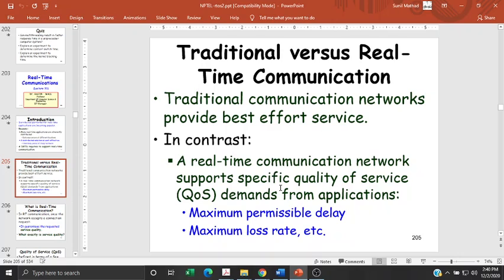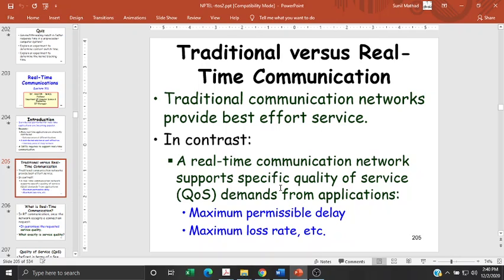Fine. So, traditional versus real-time communication. Traditional communication networks provide best effort service. What is meant by best effort service? Whatever is produced at the transmitter end or production end has to reach the other end, the receiver end, again with minimum cost.